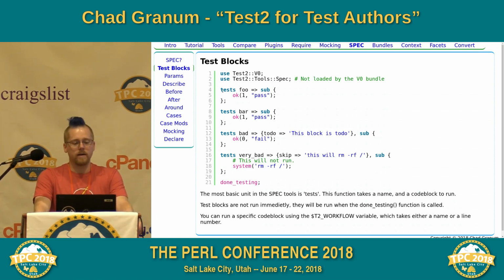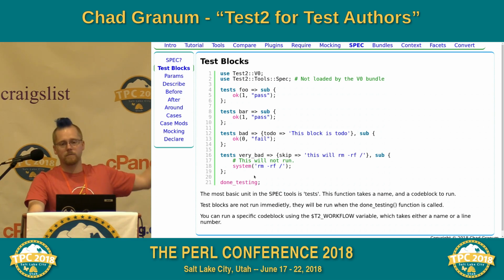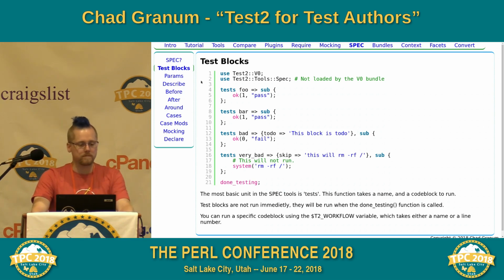In this case, though, unlike regular subtests, these don't run as they're encountered. They get queued as they're encountered. And then when you hit done testing, before it outputs the plan, then it will run them. And it'll run them in a random order. You can change that behavior. You can tell it not to do random, but I don't recommend you do that.